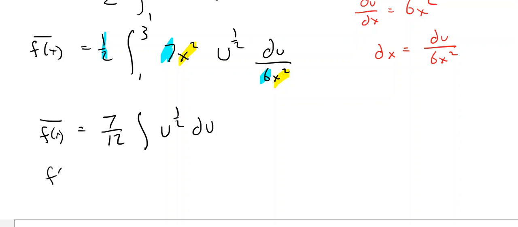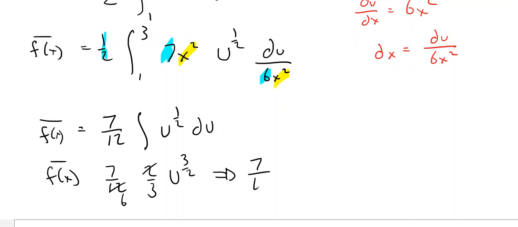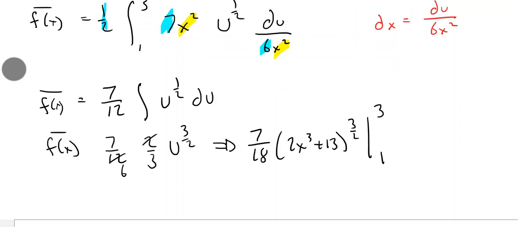This then would become 7/12, and then u to the 3/2 divided by 3/2, or times 2/3. So the 2 cancels with that 6, and we have 7/18, and then replacing u with the 2x cubed plus 13 to the 3/2 power, that is being evaluated from 1 to 3. So that is the antiderivative.